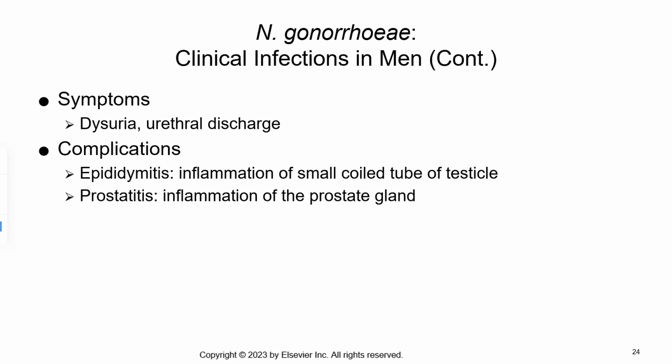Symptoms would be dysuria and urethral discharge. Complications would be epididymitis, or inflammation of the small coiled tube of the testicle, and prostatitis, inflammation of the prostate gland.